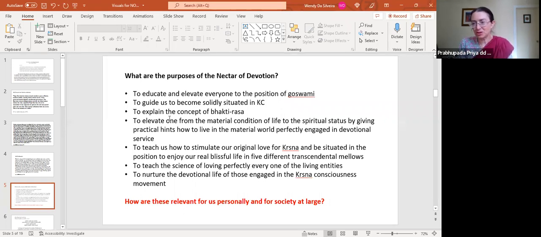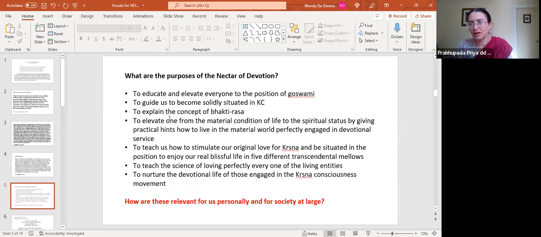Because we know that our constitutional position is that we're the servants of Krishna. But how do I serve Krishna? Do I serve him as a servant, as a friend, as a parent, as a lover? And all that becomes manifested gradually in bhakti. And when we realize more specifics about our relationship with Krishna, then we can enjoy, even in this world, in this body, our real blissful life in that relationship. And that's described in later chapters of the Nectar of Devotion. Okay, to teach the science of loving perfectly every one of the living entities.